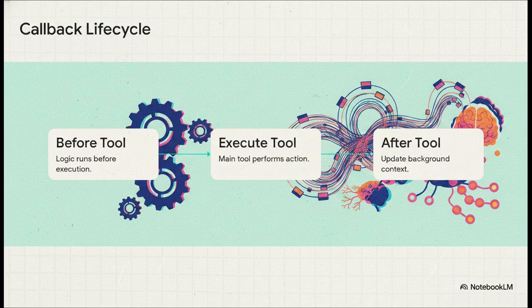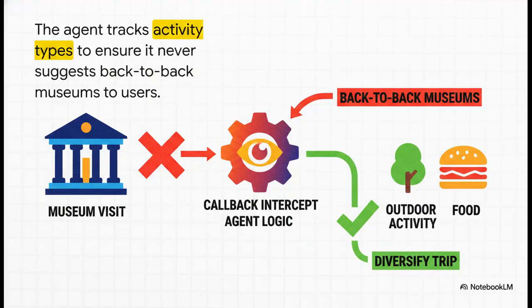Let's break down exactly how this works using an after tool callback. Imagine your agent just decided to use a specific tool. Okay, the tool runs, does its job, and normally the agent would just spit out an answer to the user right then. But with a callback, right after that tool finishes, our custom logic intercepts the flow. It grabs the result and secretly updates the agent's background context. And this brilliantly illustrates how the agent essentially builds its own context simply by doing its job.